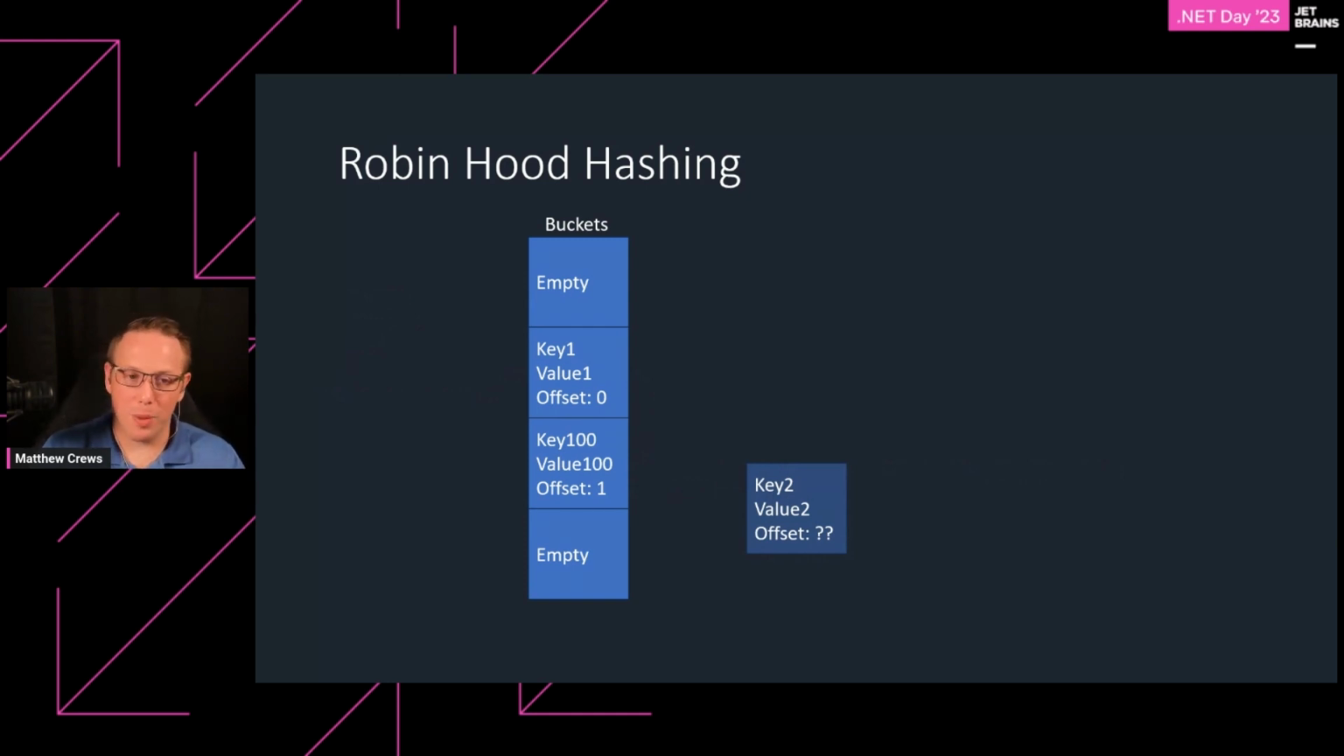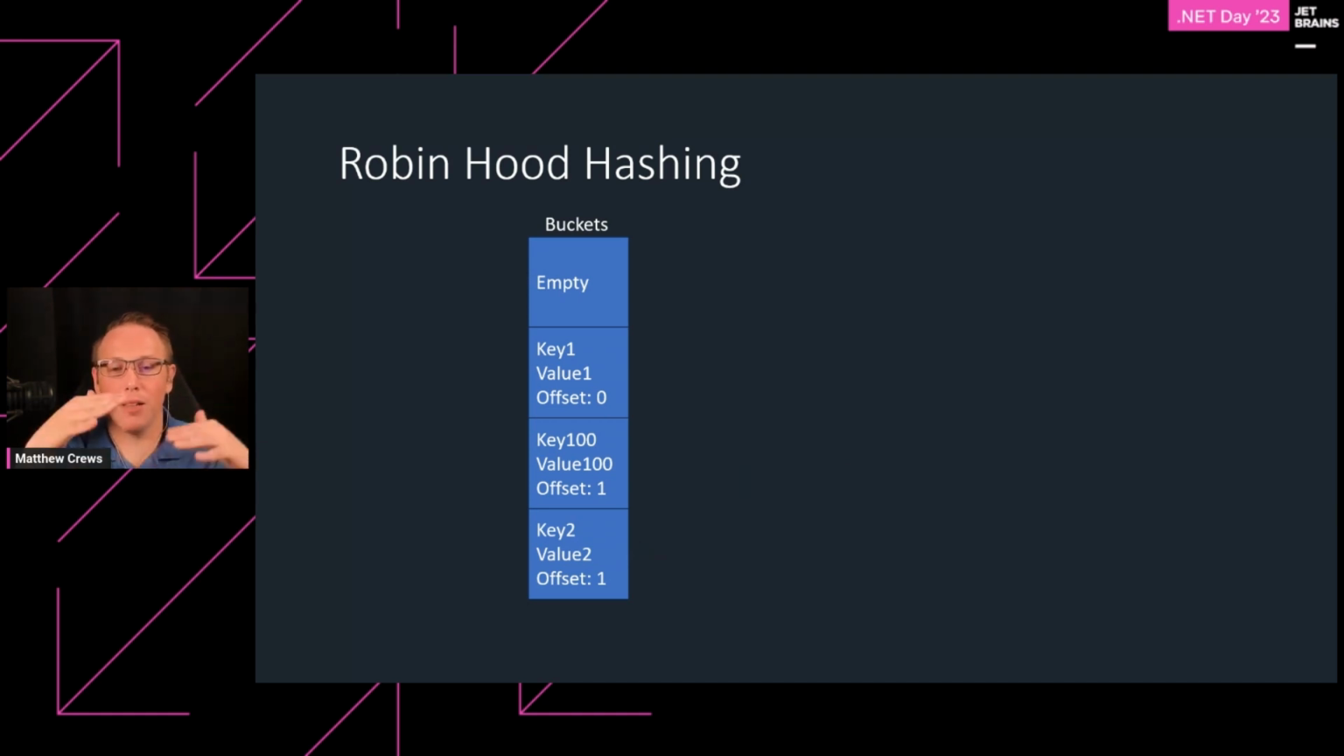It comes from the legend of Robin Hood, which was a person who stole from the rich and gave to the poor. And so the idea here is that we are going to steal from keys that are rich, that are close to their home, and give to keys that are far from their home. So we've evicted key 2. We're going to have to reinsert it, and it goes into this next available slot, and its offset is now 1. And so the idea with Robin Hood hashing is we're balancing out just how badly off any key value pair is and trying to keep things relatively close to the original bucket that they map to. And the idea is that we're going to have to iterate through fewer buckets in the worst case scenario.